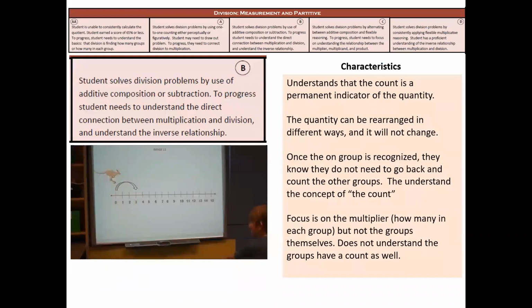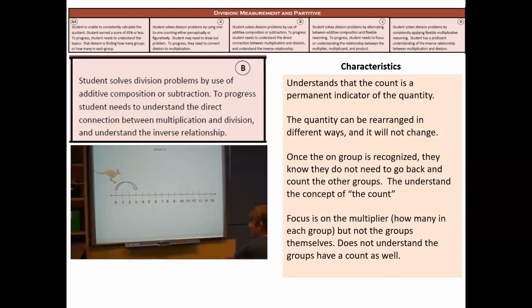Okay, for a student at level B, remember it says the student solves division problems by use of additive composition or subtraction. To progress, the student needs to understand the direct connection between multiplication and division and understand its inverse relationship. Now remember, these students are going to be able to solve these division problems correctly using either repeated addition or skip counting or repeated subtraction.